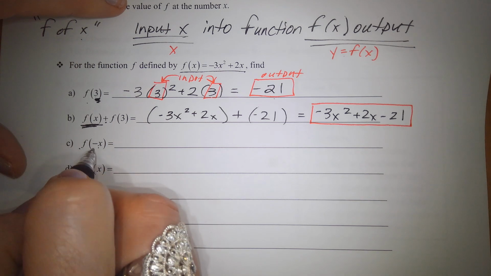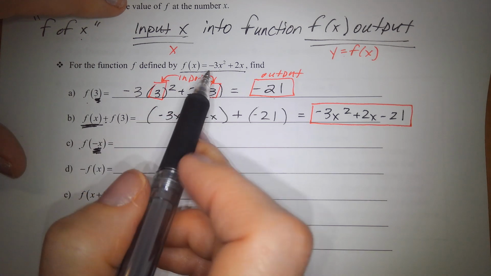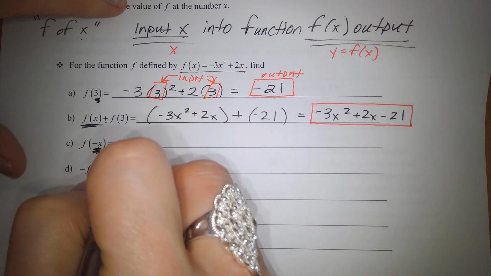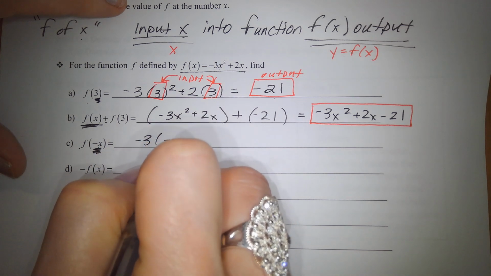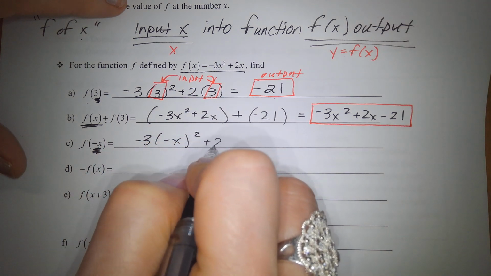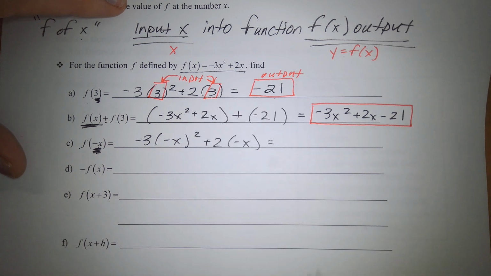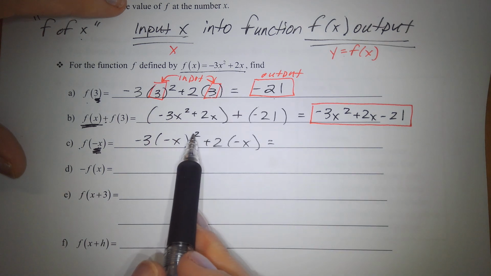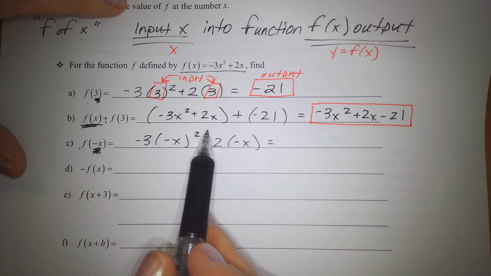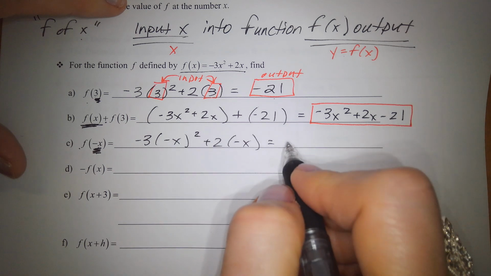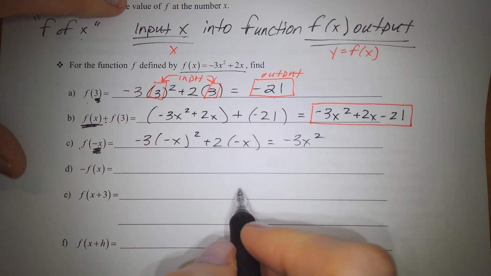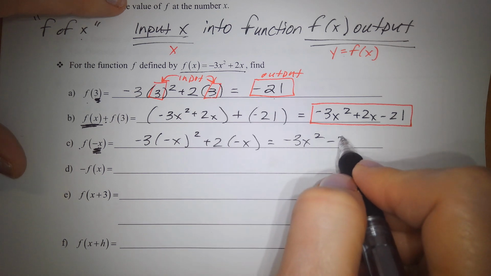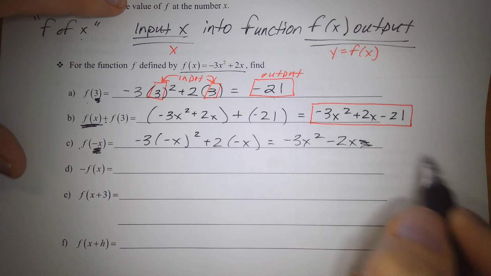F of negative x tells me to plug negative x in for x. So we get negative 3 times negative x squared plus 2 times negative x. Well, when I square a negative, that becomes positive, but I still have the negative 3 out front. 2 times negative x is negative 2x.